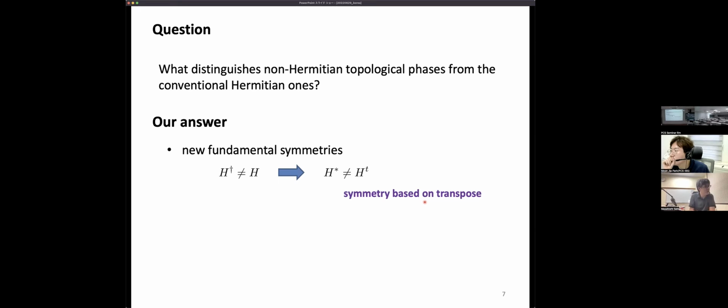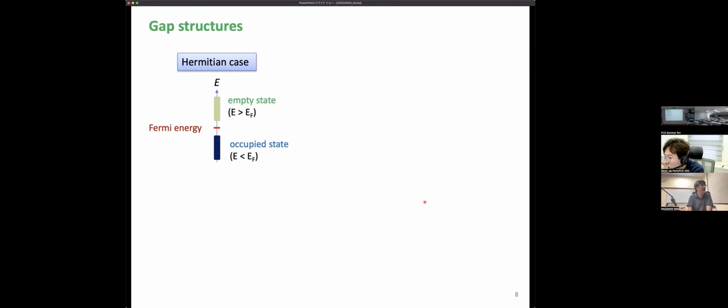And we also found that there exists a second distinct feature. Actually, we found that we may have a new gap structure in non-Hermitian systems. And this is the main subject of today's talk. So now I'd like to explain the gap structure very quickly.